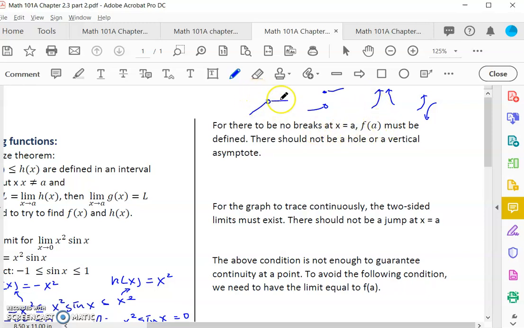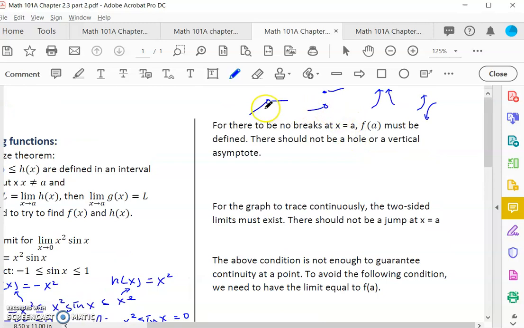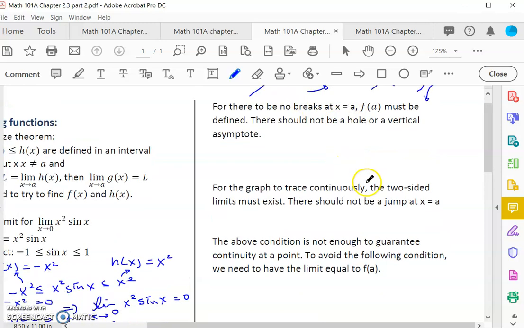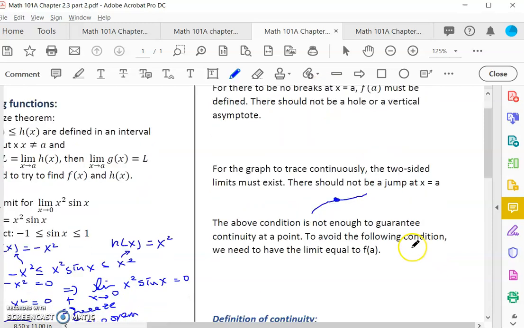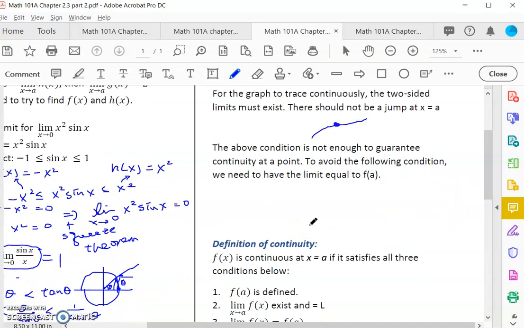So this would rule this out, right? And then for it to trace continuously, the two side limit must exist. So they must be smooth and they must exist. So it has to be continuous and solid like this. And also there should not be any jump, or go to infinity. So to avoid all this, we have to have the limit equal to f of a.